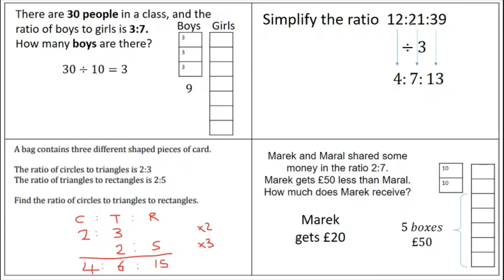The second one, all the numbers are in the 3 times table, so we can divide by 3. They don't share any common factor other than 1. The bottom left, circles to triangles was 2 to 3. Triangles to rectangles was 2 to 5.